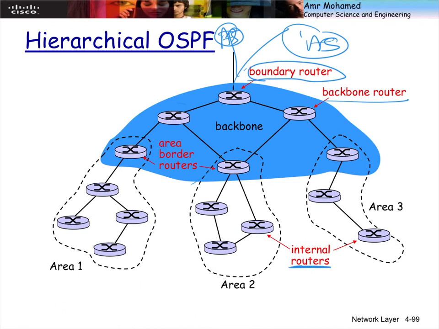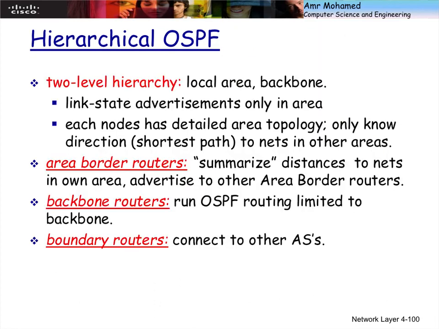So when I send the route updates, I have to report the area number. Why? Because it may go to the area border router, and the area border router decides to summarize the link states into one before it sends it to other areas. Okay?